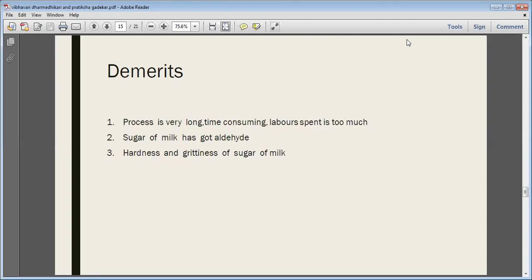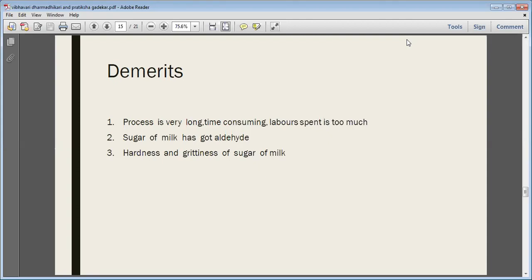Then, though the sugar of milk is appreciably hard or gritty, it does not cause any disturbance to substances which are harder than itself, like some hard metals. So it will not change the property of that drug substance. So these are the certain demerits of the trituration.